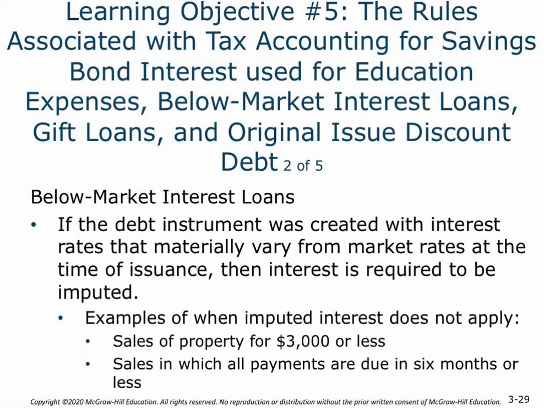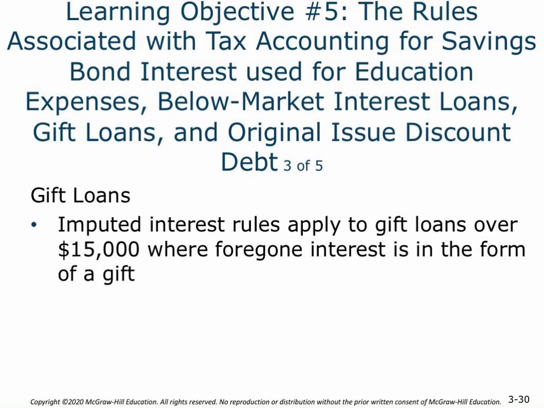Other than that, you're going to have to look at what the fair market value of the interest rate would be. And then gift loans. So imputed interest would apply on all gift loans over $15,000, where foregone interest is in the form of a gift. So that's if you were to give someone $20,000, say, just pay me back the $20,000 when you get a chance. That is going to have imputed interest associated with that, with what the fair market rate would be.